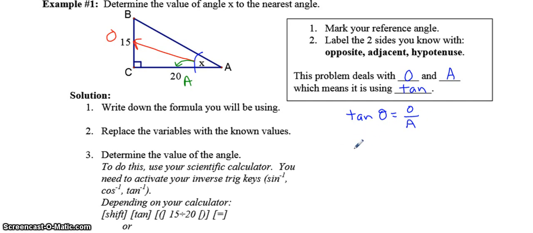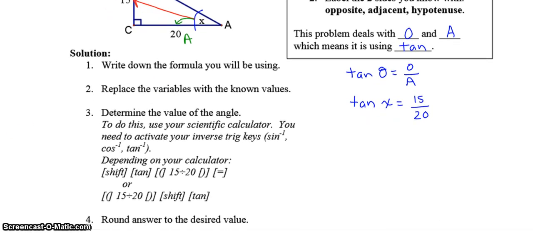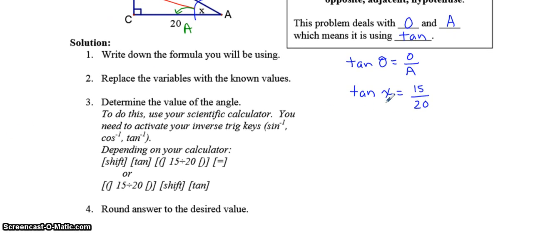Substitute in what you know. So our theta is called x. The opposite side is 15. The adjacent side is 20. And what we have to do is to isolate x. And with any equation, when you isolate, you have to do the opposite operation to both sides. So we need to get rid of this tan. So what you're going to do is take what is called the tan inverse of both sides.